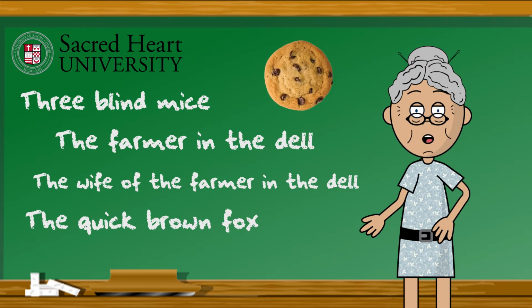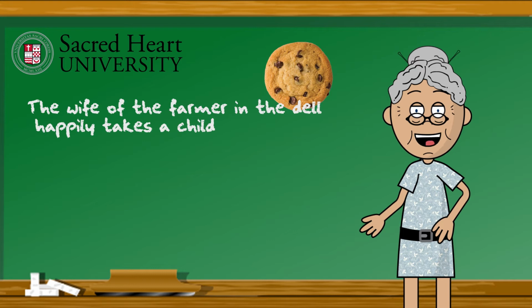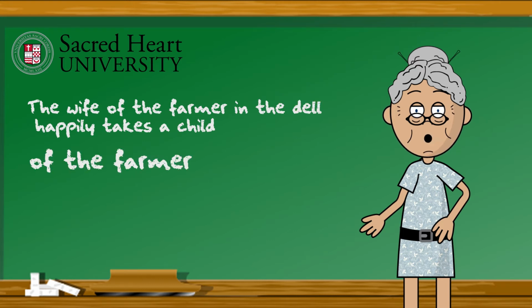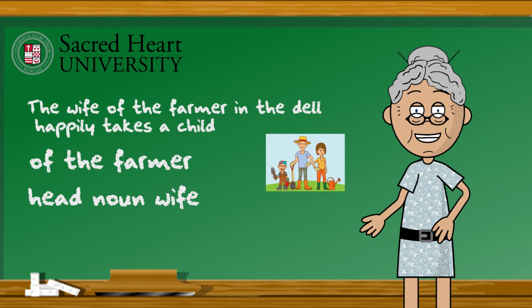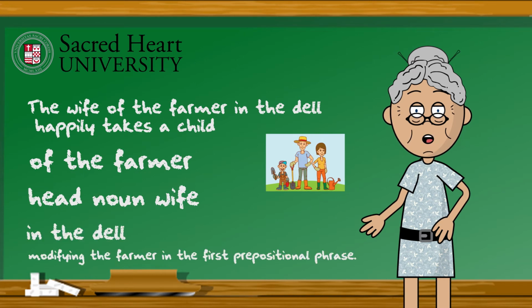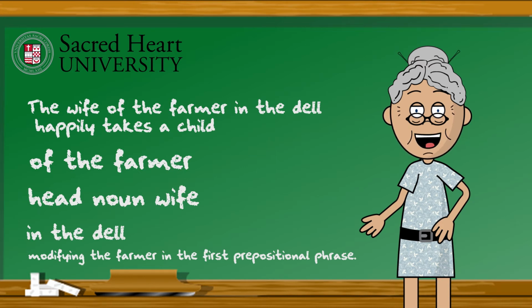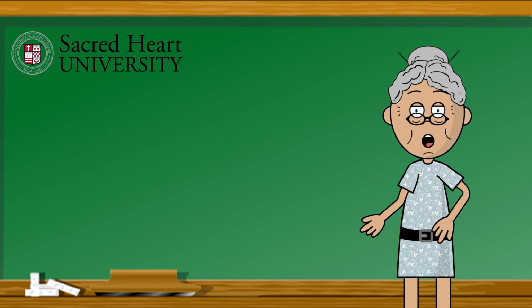And did you notice that the third one, the wife of the farmer in the dell takes a child, has 2 prepositional phrases? Of the farmer, modifying the head noun wife, and in the dell, modifying the farmer in the first prepositional phrase. The whole thing makes up the subject noun phrase of the sentence, the elaborated noun phrase that names and describes the doer of the action take. As you'll see when you study child language development, increasing elaboration in the noun phrase continues through the preschool and school years, and it's important to literacy development because it helps our kiddies understand the elaborated language of academic texts.